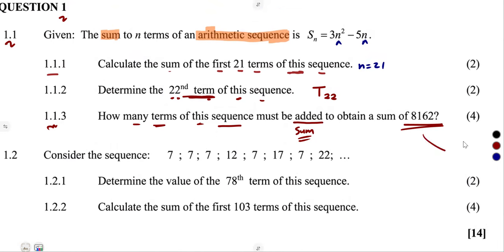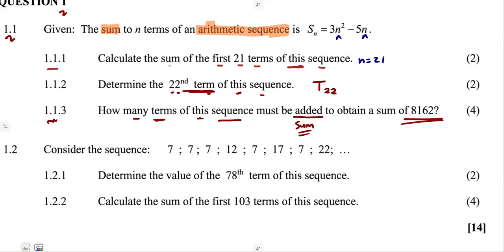So what are we dealing with? Sum of terms must be added. These terms were being added together, so they are representing the sum of terms, not Tn, but our Sn. We are simply saying, in this case, these two must be equal. Remember, our Sn is given as 3n squared minus 5n. And the same Sn, the sum when all these terms are added, is 8,162. So these two must be equal.